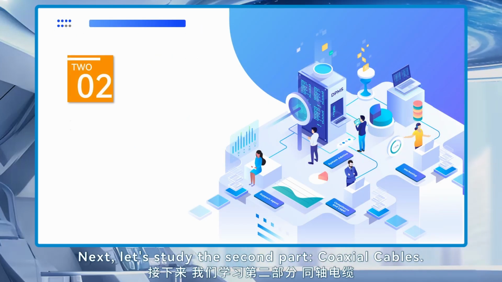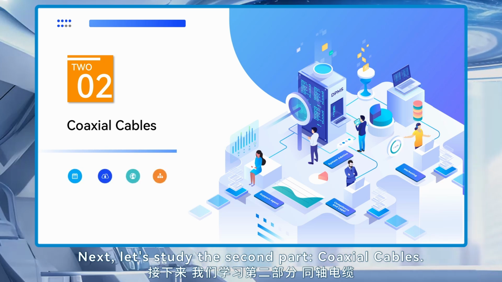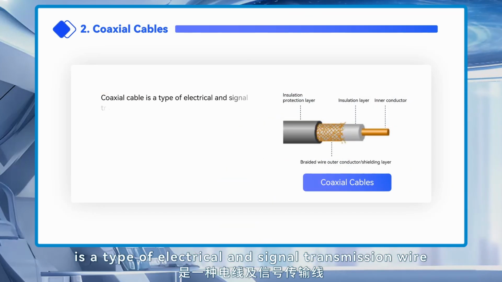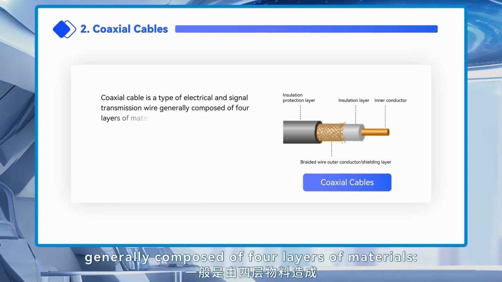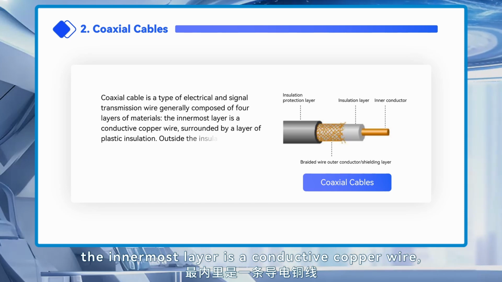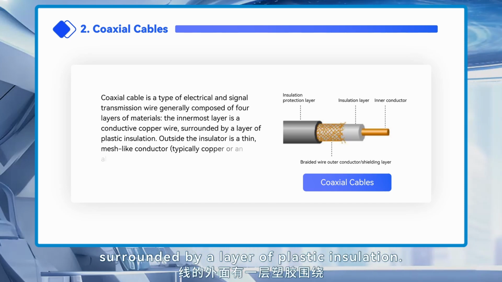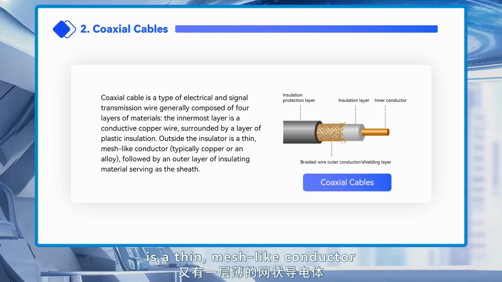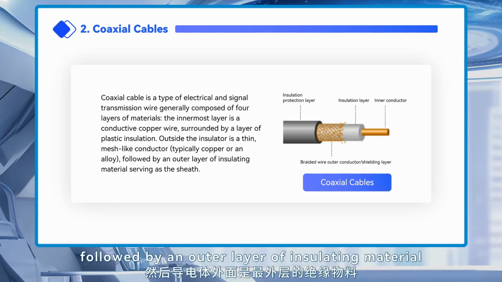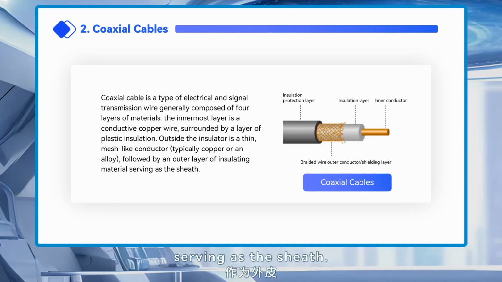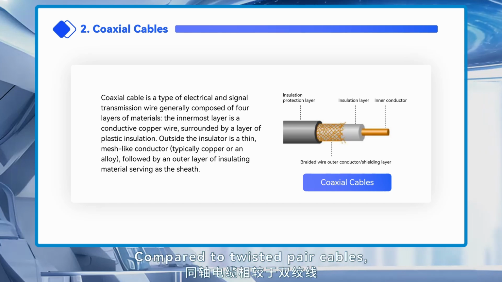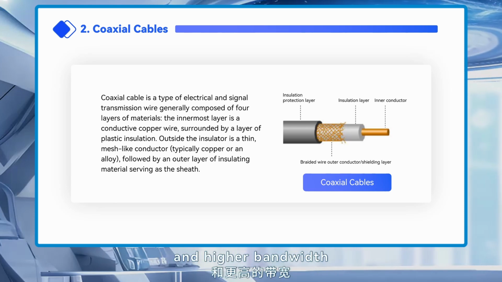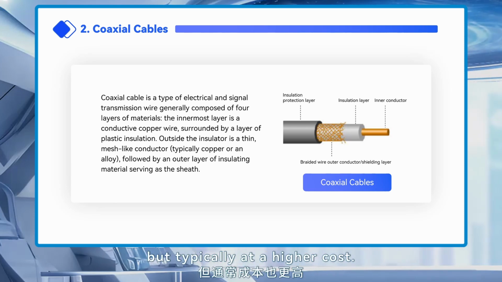Next, let's study the second part, coaxial cables. Coaxial cable is a type of electrical and signal transmission wire generally composed of 4 layers of materials. The innermost layer is a conductive copper wire, surrounded by a layer of plastic insulation. Outside the insulator is a thin, mesh-like conductor, typically copper or an alloy, followed by an outer layer of insulating material serving as the sheath. Compared to twisted pair cables, coaxial cables offer longer transmission distances and higher bandwidth, but typically at a higher cost.